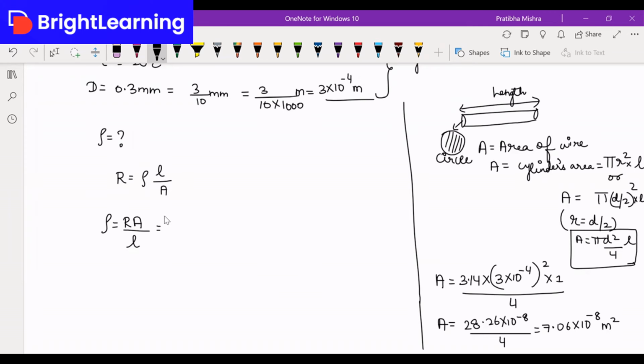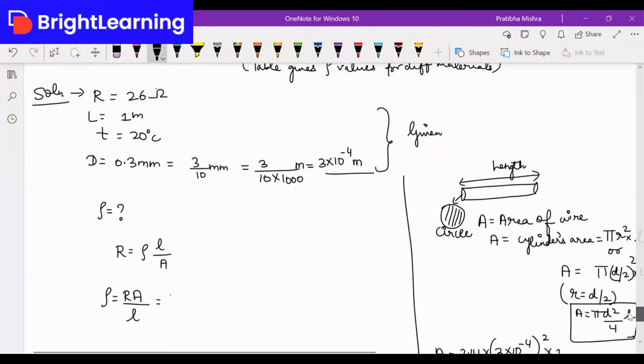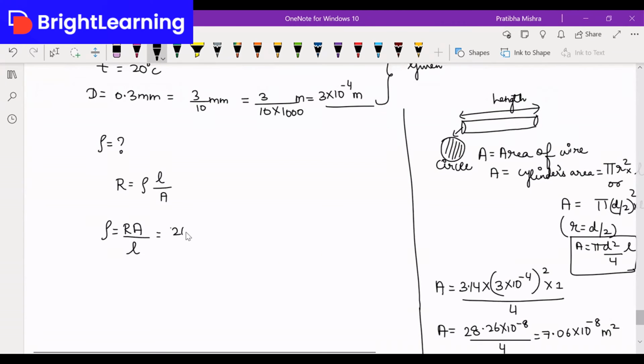Okay, so now let's write down R. How much was the resistance? It was 26, right? Okay.